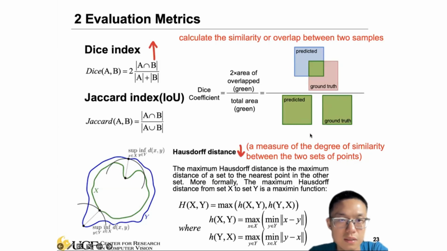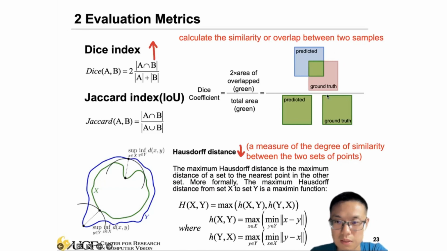First, let's look at the evaluation metrics. These are the common evaluation metrics for medical image segmentation. One is the DICE index. This DICE index is used to calculate the similarity or overlap between two samples. For the segmentation task, the two samples are the ground truth segmentation map and the network predicted segmentation map. We want to measure the similarity or overlap between these two, the prediction and the ground truth.